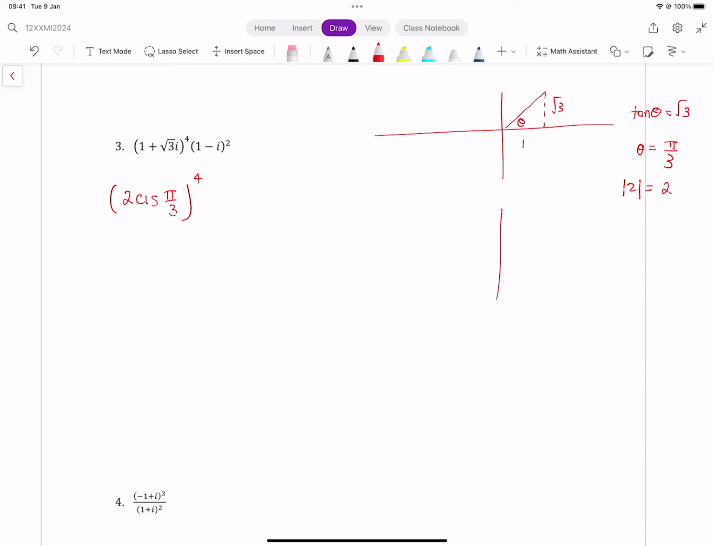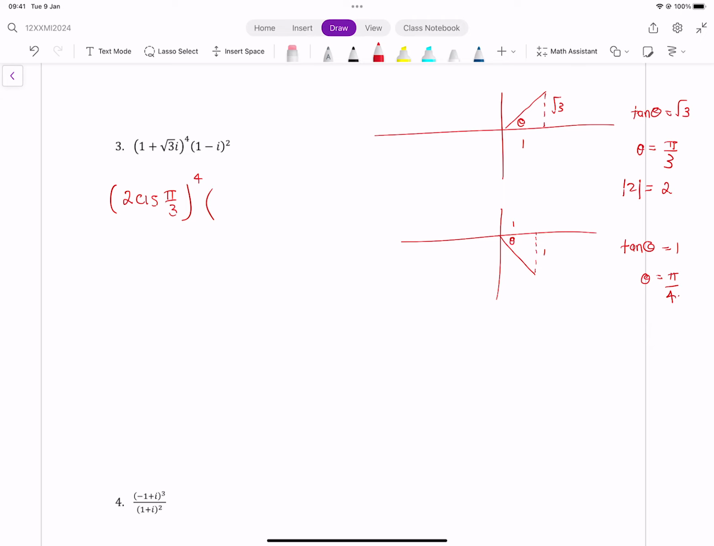and we're still raising that to the power of 4. The second complex number, now you might already be able to tell that this is going to be root 2 cis of minus pi on 4, or 7 pi on 4. But let's have a think. So we've got 1 and 1. So tan of theta, first of all, is 1, which means theta is pi on 4. However, we've got to consider our quadrants.